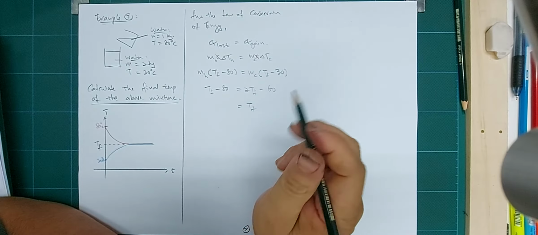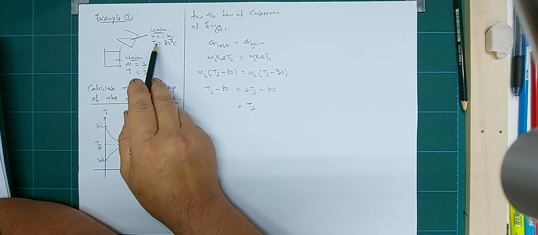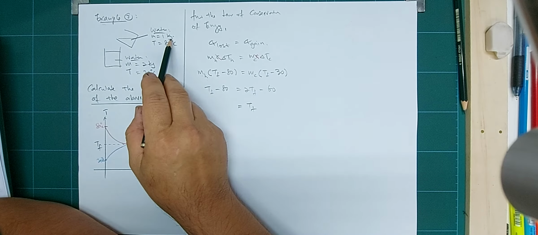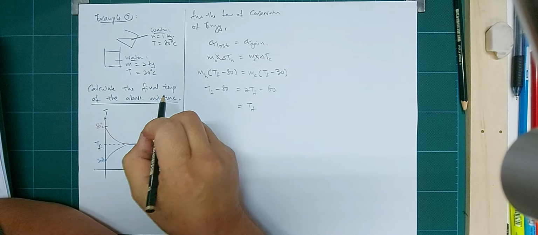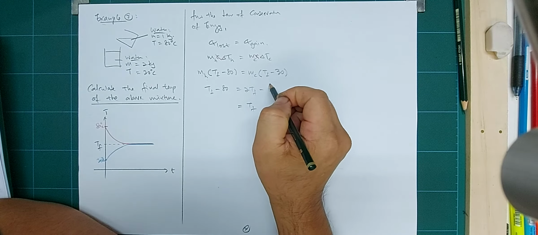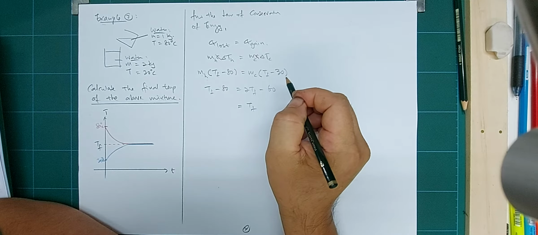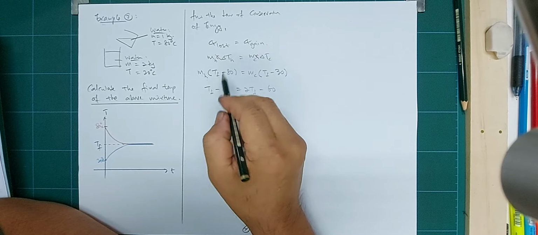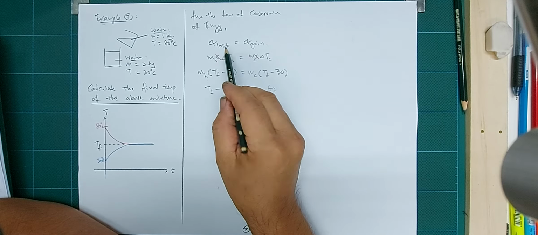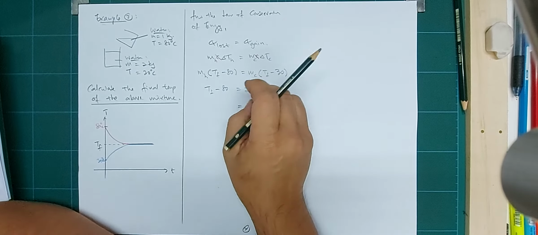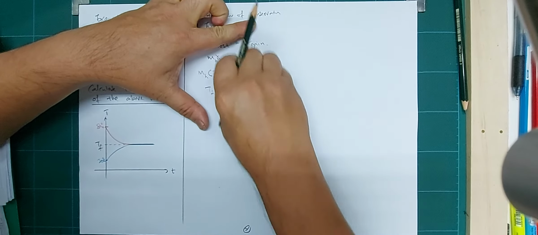Oh, sorry, what happened to my equation? The hot one is 1 kilogram. Let's check again. What did I use just now? The heat. Oh yeah, because I already moved it over there, we have to use high minus low. Sorry, this one is high minus low.